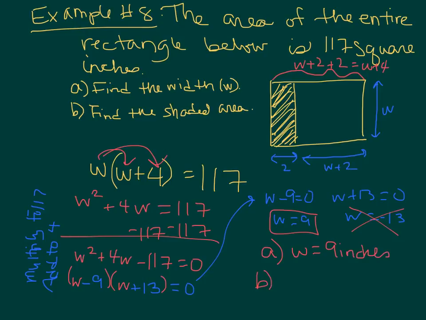The second part of this is finding the shaded area, which once you find the W is really very easy. So we know that the bottom of this shaded area has a length of 2. We know that W, our width, you may not recognize this, but it's this part right here. That's going to be our W, which we now know is 9. And you just multiply 2 times 9, which gives us 18 square inches.